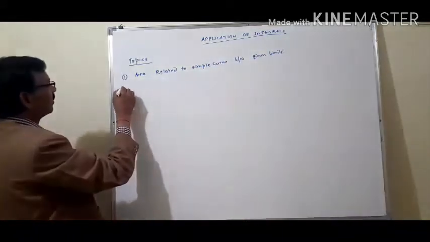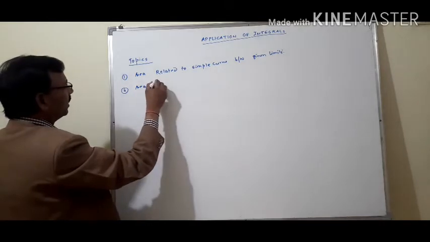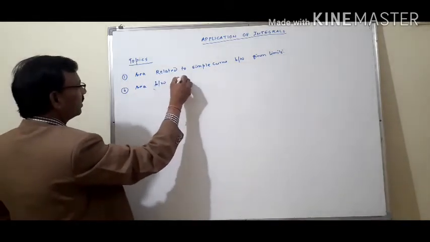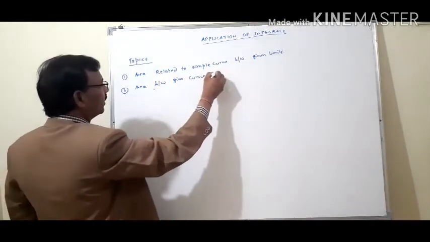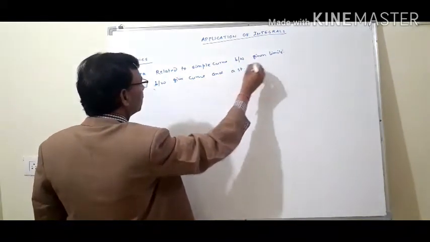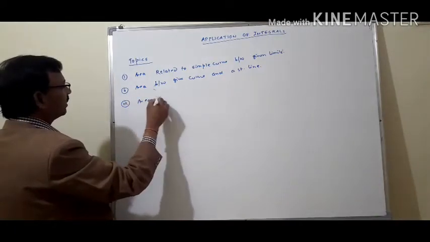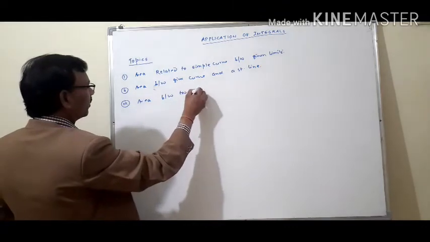Second, area between a given curve and a straight line. And third one is area between two given curves.